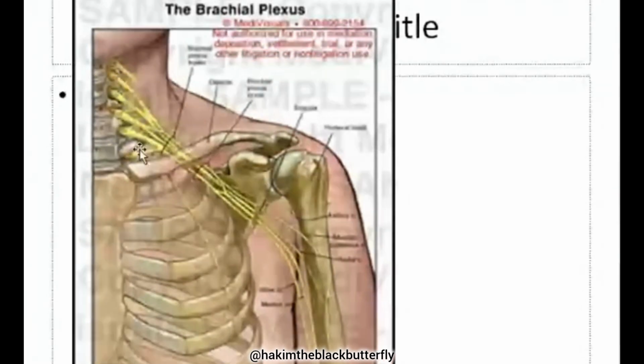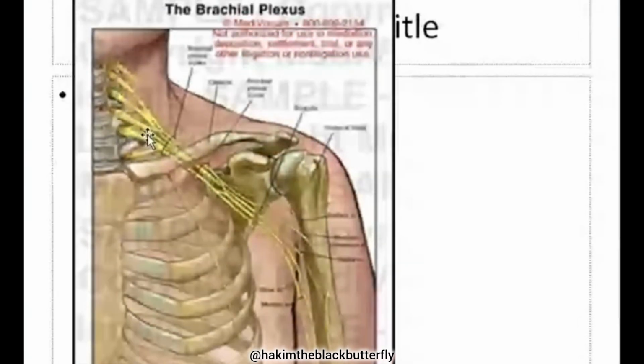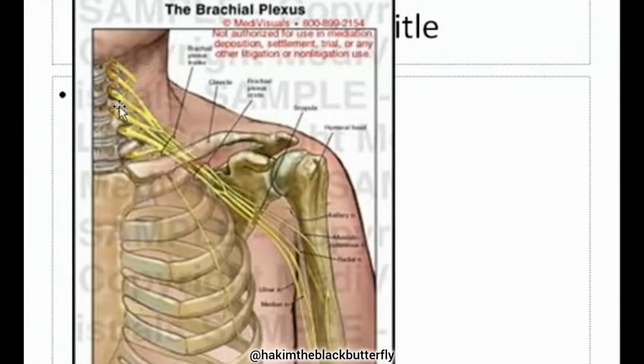So this is what we call the brachial plexus. A network of nerves at the root of the neck and the armpit, which is the axilla. This is what we call the brachial plexus. And the nerves which are going to supply the muscles of the upper limb are going to branch off from the brachial plexus to supply those muscles.